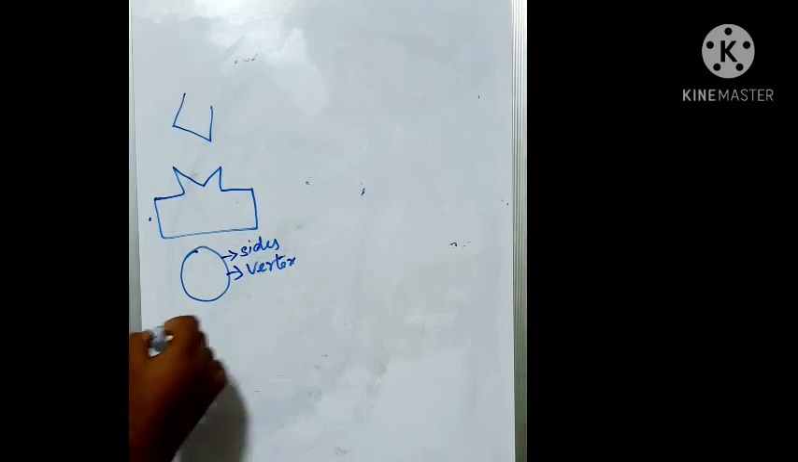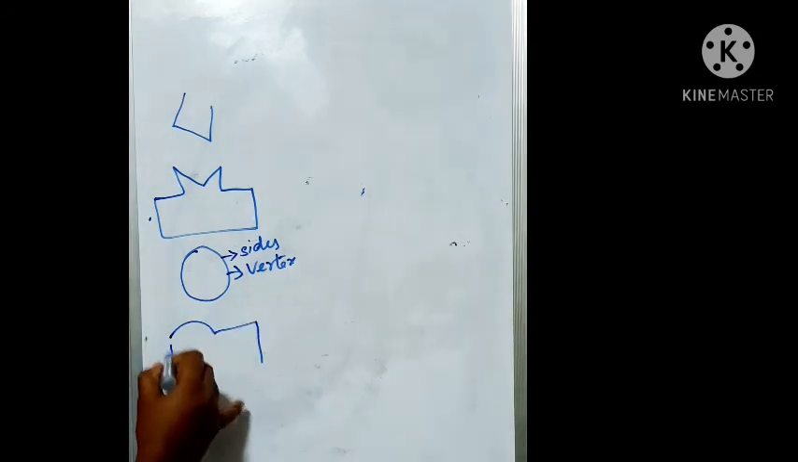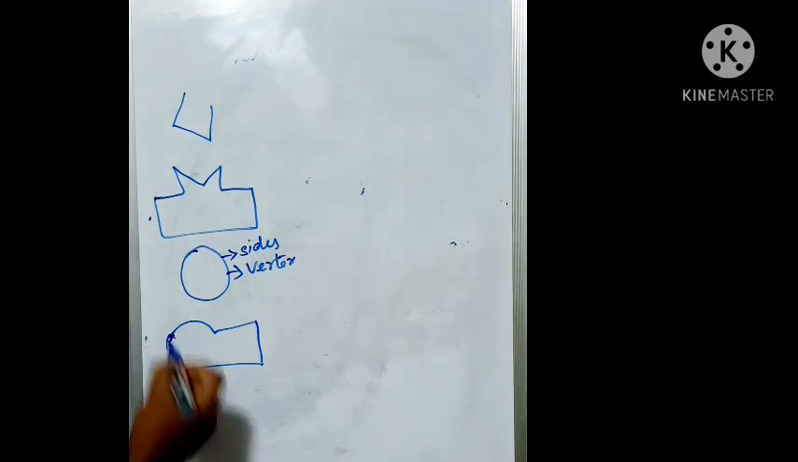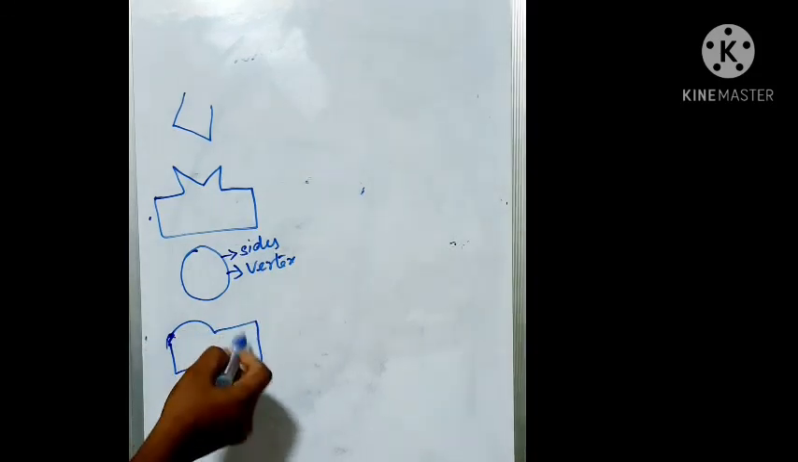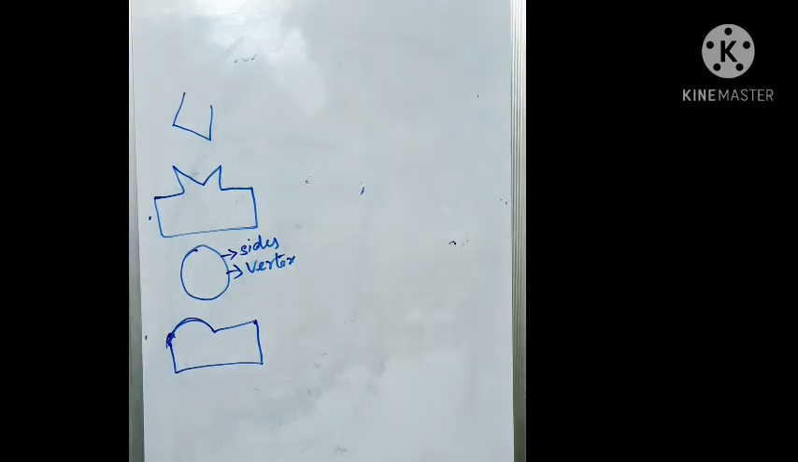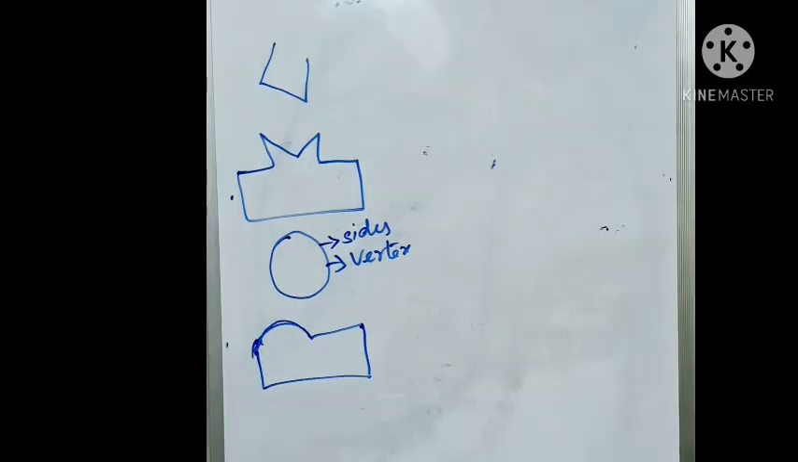Fine. Now I'll draw this. Tell me whether it is a polygon. It has sides, it has vertices, everything. But it has what? A curve. So it is not a polygon.